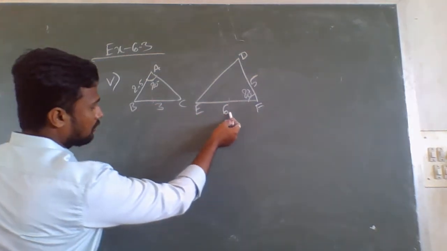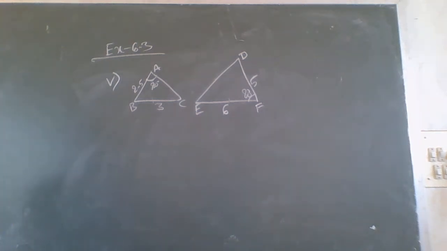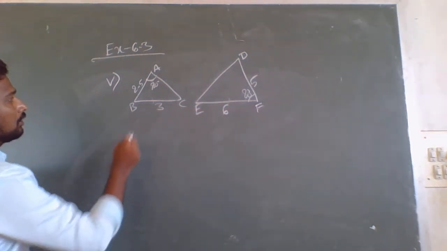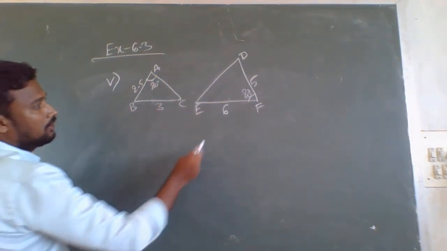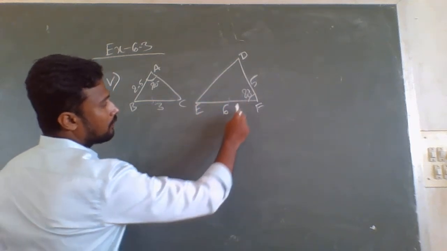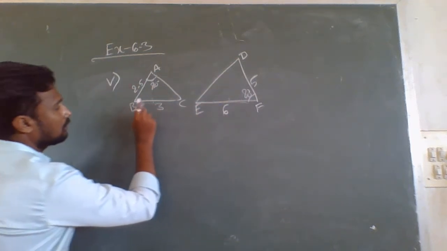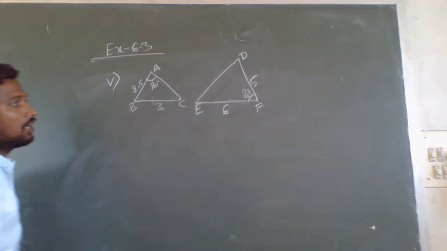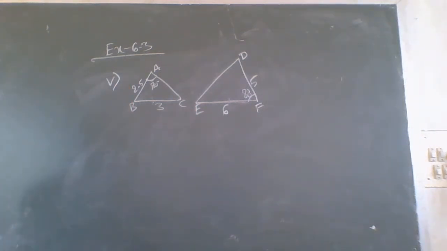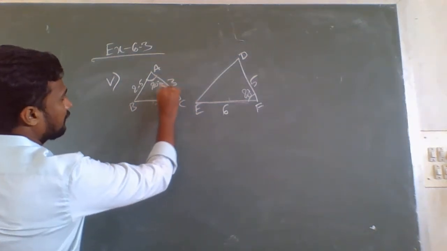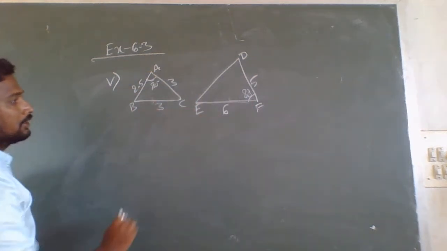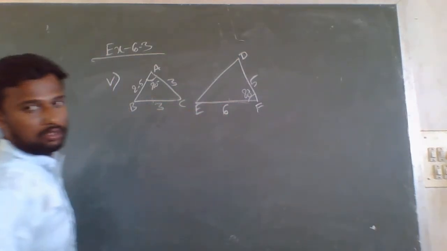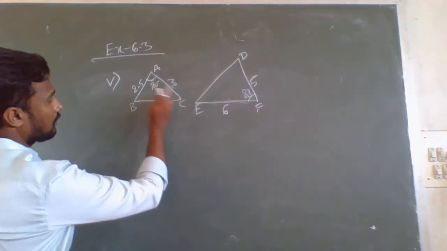Here it is 3 centimeters, here it is 6 centimeters. We will get 1/2 only, but this side BC is opposite to 80 degrees, whereas here it is not opposite to 80 degrees. So these two sides, BC and EF, are not corresponding sides. If they had given the length of AC as 3 centimeters, then we could consider AC by EF, 3/6, equal to 1/2. Then these two sides are proportional.